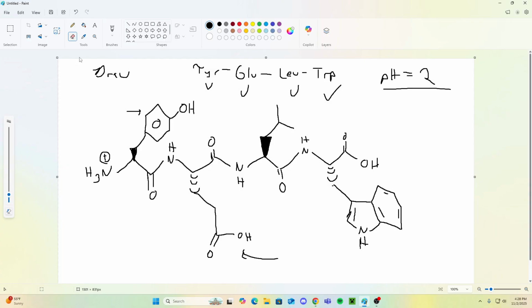But if not, there are always very close things. So tyrosine is very close to phenylalanine. Glutamate, or glutamic acid, is very similar to aspartate and aspartic acid. Leucine is very similar to valine and isoleucine, just a difference in rearranging the methyl groups or ethyl group. And tryptophan is just one of the weird ones that has a very unique structure.